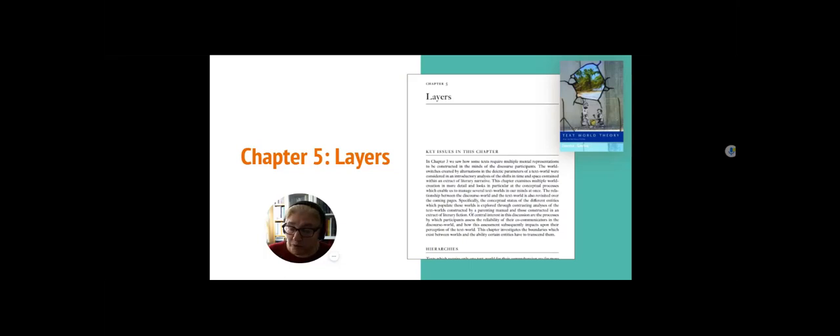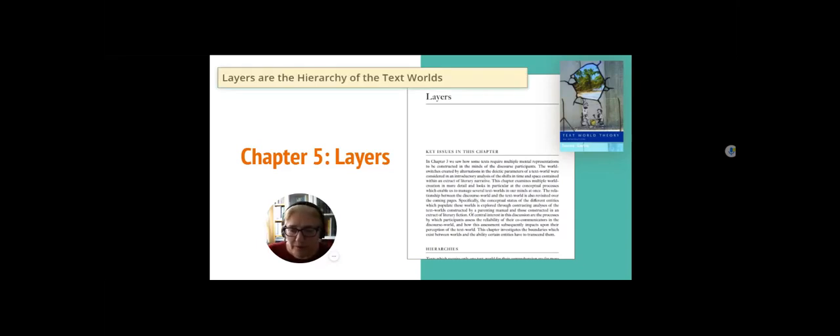We talked about world switches, a different text world which is introduced into the current one. The topic of the current chapter, layers, talks about world switches and focuses on the hierarchy between them. The term hierarchy here means the accessibility of the various text worlds created in the discourse.